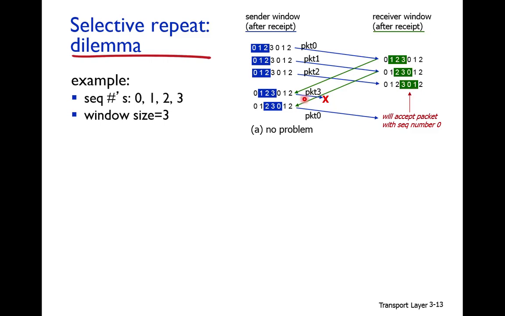Okay, and when acknowledgement 2 is received, it means that packet 2 is also acknowledged. Now suppose that at this time packet 3 is lost, and packet number 0 is received correctly.